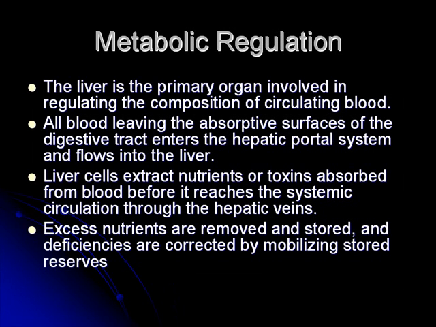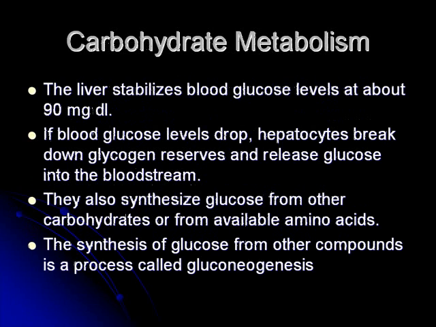Now, for metabolic regulation, we can see the liver is a primary organ involved in regulating the composition of circulating blood. All the blood leaving the absorptive surfaces of the digestive tract enters the hepatic portal system and follows through the liver. The liver cells extract nutrients or toxins absorbed from the blood before it reaches the systemic circulation through the hepatic veins. Excess nutrients are removed and stored, and deficiencies are corrected by mobilizing stored reserves.